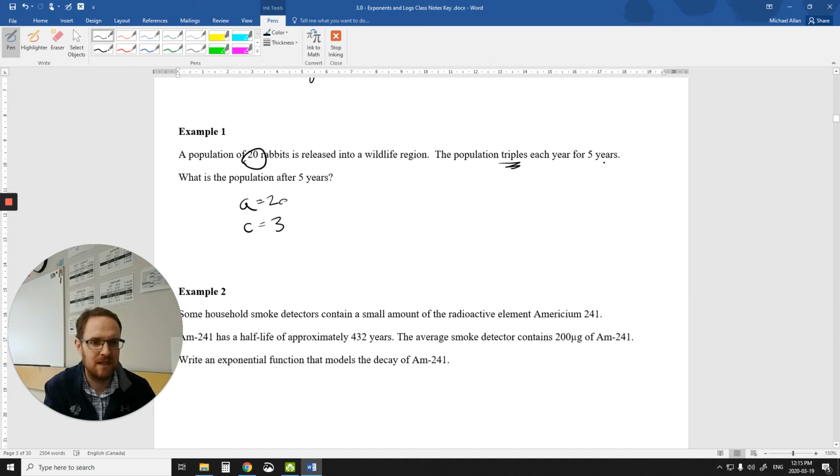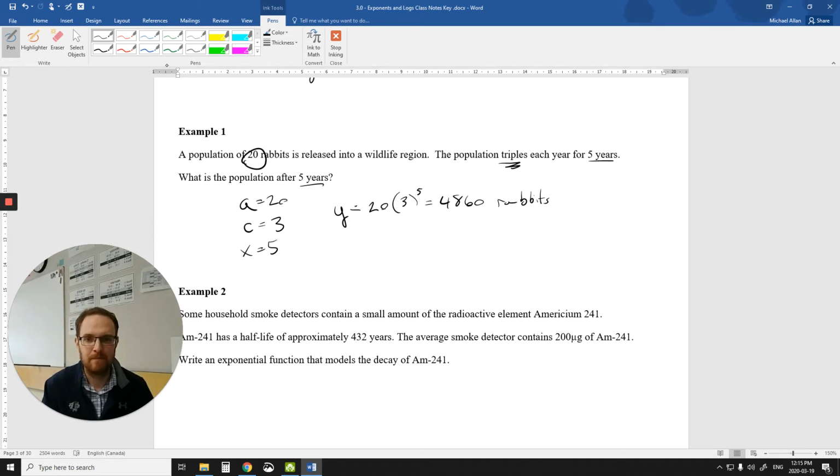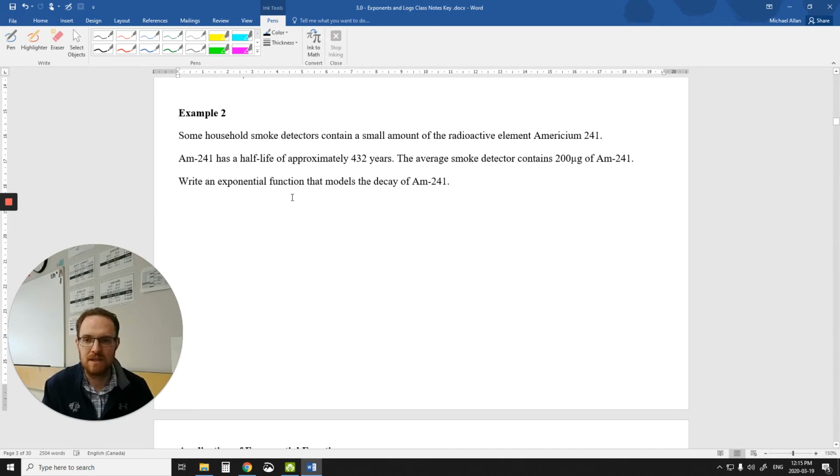Triples each year for 5 years. What's the population after 5 years? So we know our x is going to be 5, assuming x is in years. So I'm going to create an equation here. I start off with 20, my C value is 3, and I'm going to put a 5 up here. It doesn't actually specify to create the equation, so I'm just going to punch it in my calculator, and you get 4,860 rabbits. Obviously, that's an oversimplification of a population growth model, but that's fine. We can oversimplify for math just for the fun of it.